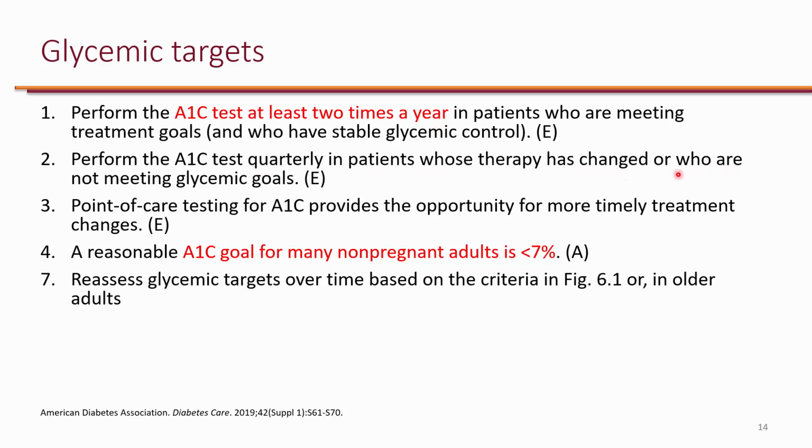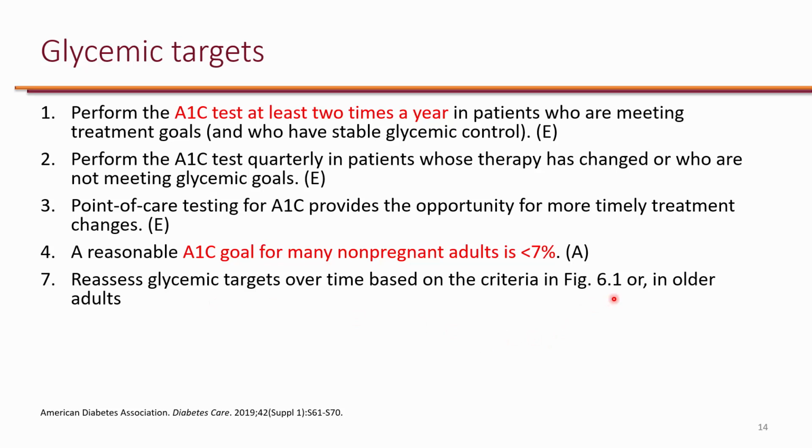Now, a reasonable A1C for many non-pregnant adults is less than 7. Note that they say reasonable, so it's not to say that everybody's goal should be less than 7, but it's reasonable that for most people it should be less than 7. Also, keep in mind that other guidelines have different recommendations than ADA, so you may work with clinicians that follow other guidelines. The next recommendation is to reassess glycemic targets over time based on the criteria in figure 6.1, which I will show you in a little bit.